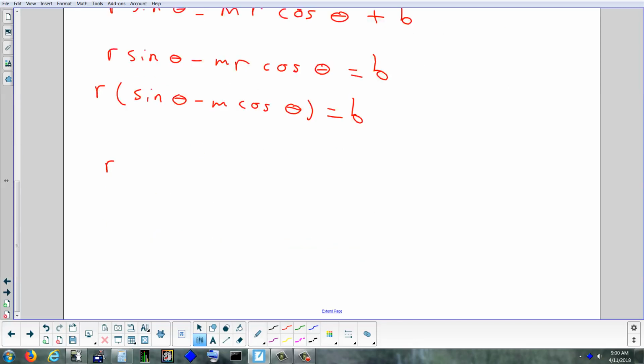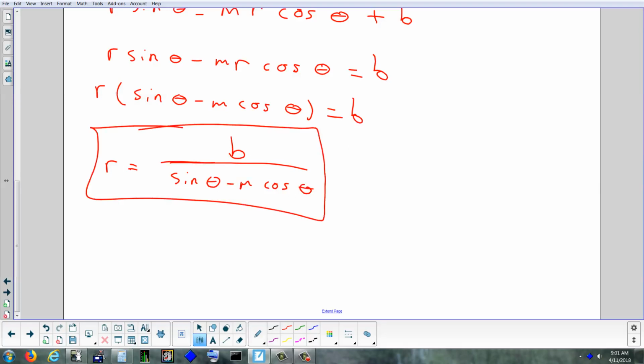And now the last thing would be to get r by itself. So how would we move what's in parentheses next to the r to the other side? Yeah, divide it. So we get r equals b divided by sine theta minus m cosine theta. That's the equation of a line in polar. Not very nice.